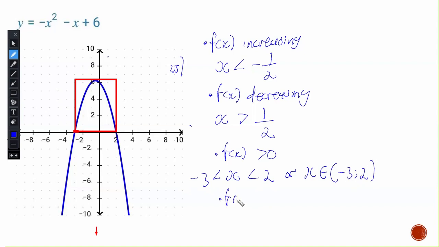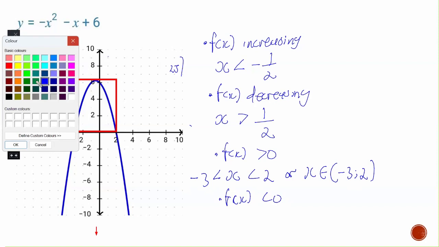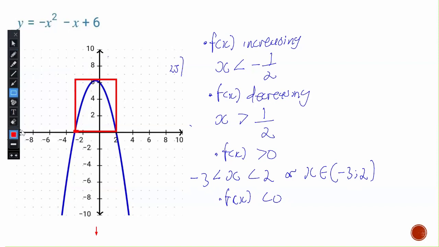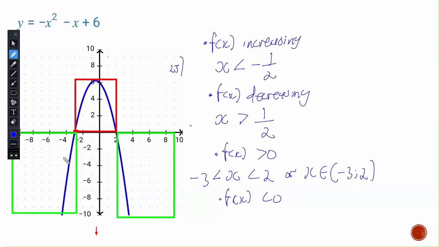But where is f of x less than 0? Meaning, where is it below the x-axis? It is actually below the x-axis right at this point here. So below the x-axis here, so when x is less than negative 3, or when x is greater than 2.